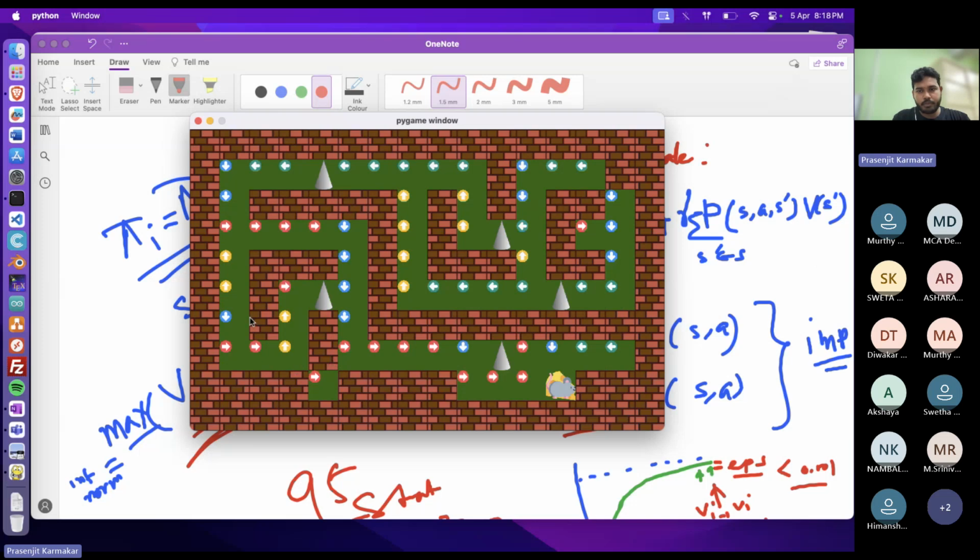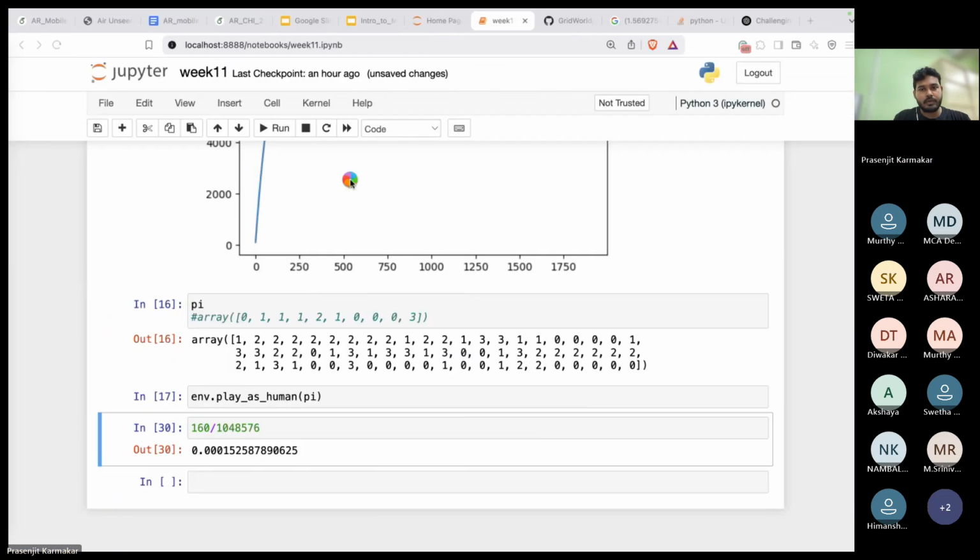No, no, we can still solve it for the starting state, right? But for other states, we cannot really solve it. Anyway, so this is the kind of policy the value iteration algorithm gives us.